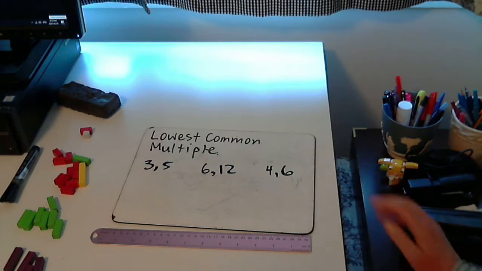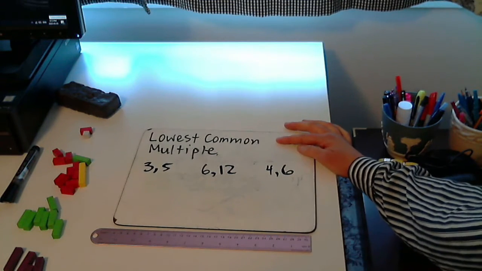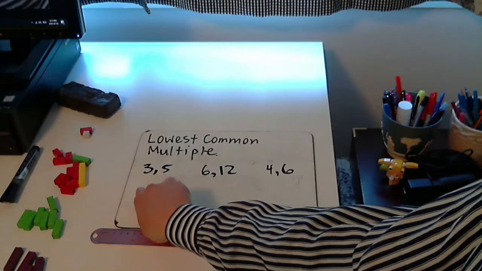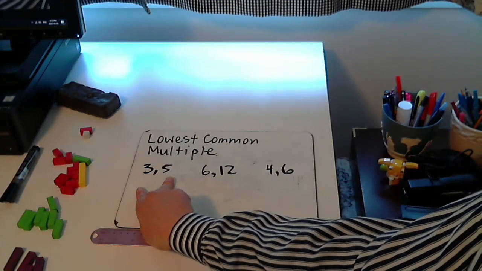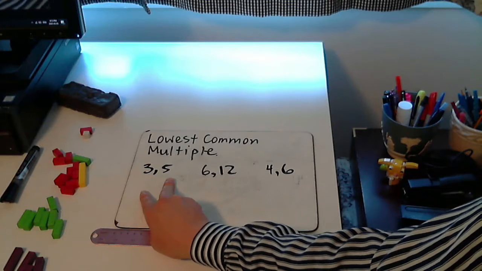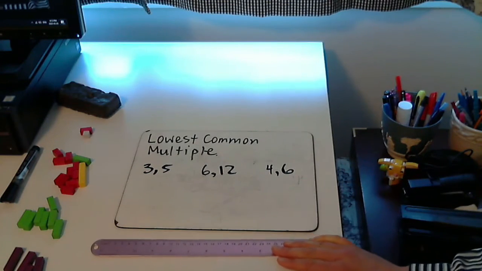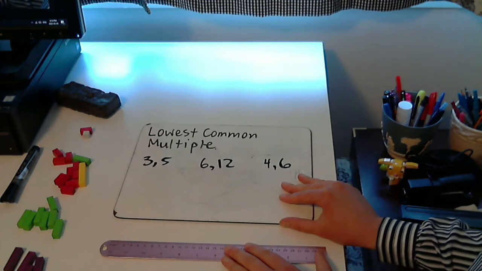Finding the lowest common multiple is kind of the opposite of the greatest common factor. So you'll be given two numbers, and you list multiples of both until you find one that they both have in common, and you want the lowest one possible. So I'll show you what this looks like on a ruler.